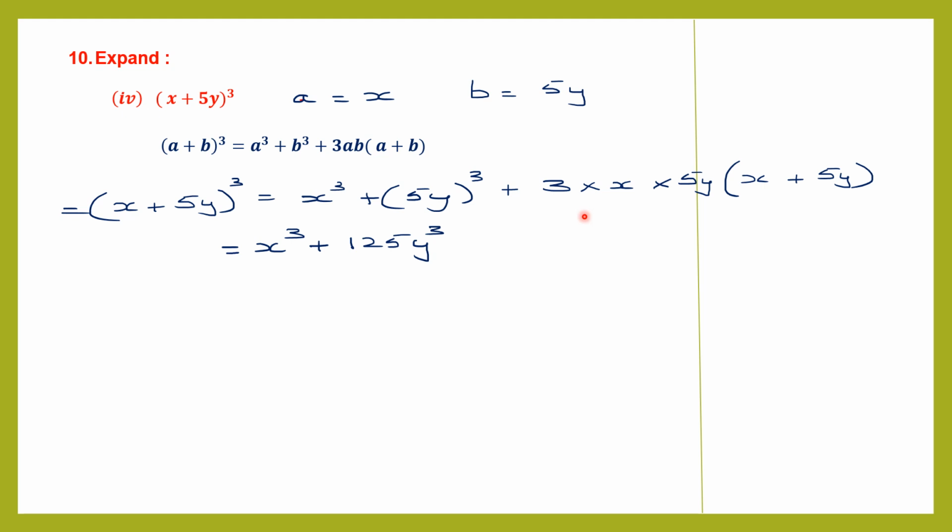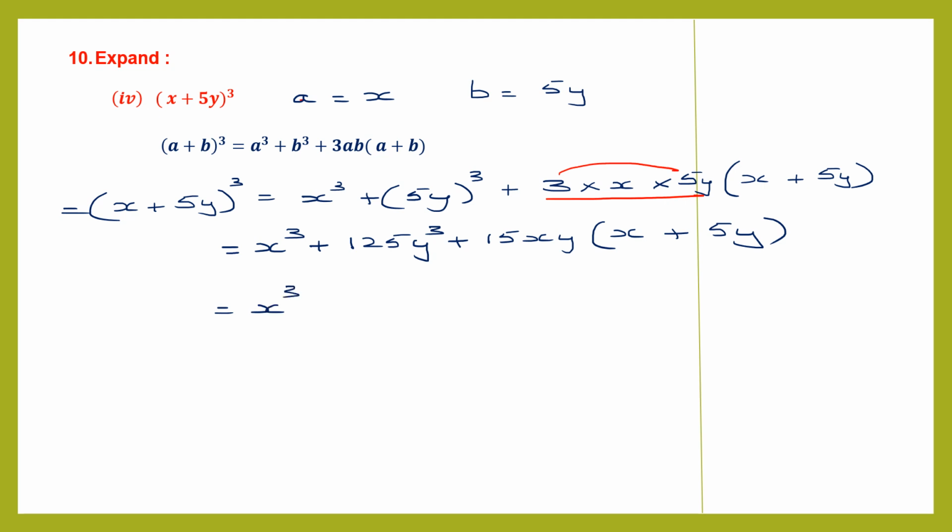Then we're going to do this part. This is the next part that we are going to do. So here let's multiply the numbers. 3 5s are 15. So the sign is plus 15. X into y is xy. In brackets we have x plus 5y, which we can't simplify further because they are unlike terms.